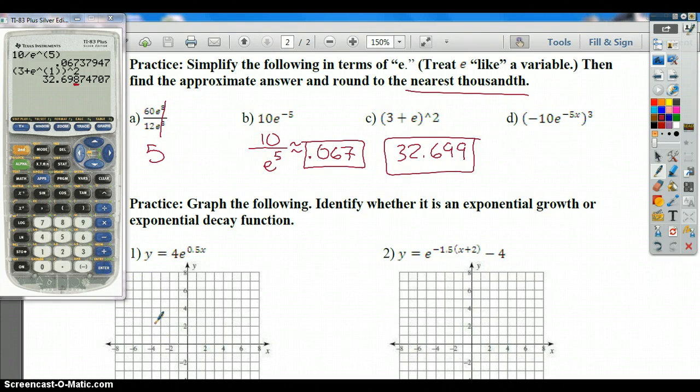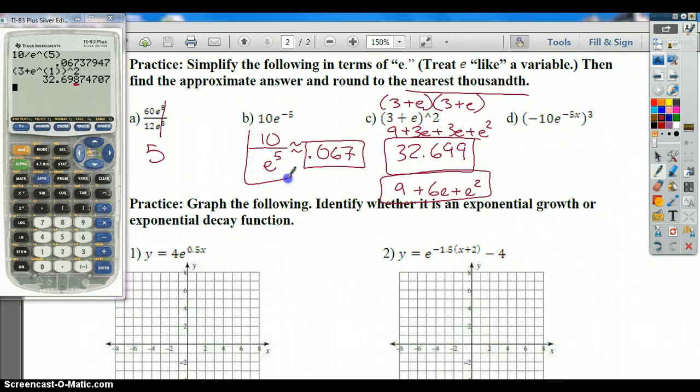Last but not least, okay, let's punch this guy in our calculator and evaluate it. Simplify the following in terms of e, and then find the approximate. Oh, I guess I do have to FOIL, it's not a choice. So I got 3 plus e times 3 plus e. Ladies and gents, I hope when you FOIL you're getting this guy, which is then finally 9 plus 6e plus e squared. So there's the first part. There's your first part. And that one's finished.